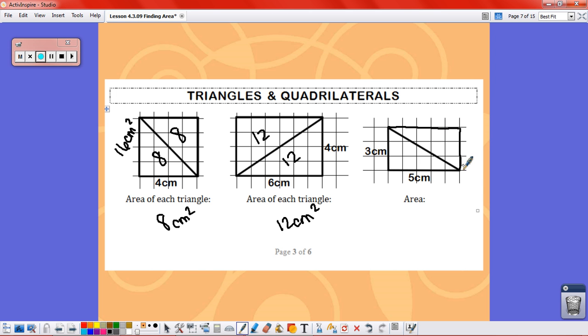And the whole thing makes a rectangle that is 3 by 5, which makes 15. So each triangle would be half of 15. And I know that that's 7.5, but we're going to go ahead and check half of 15. 2 goes into 14 7 times. Add a decimal. 2 goes into 10 5 times, so we get 7.5 because that was exact. So each triangle is 7.5 centimeters squared.